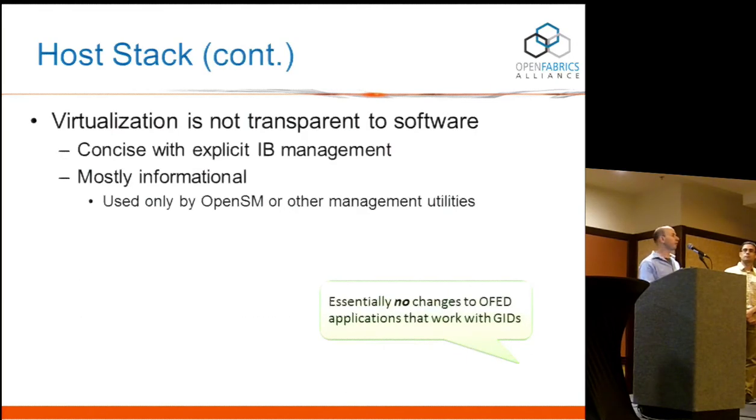We don't think that we need to make this transparent to the host stack, because InfiniBand management is very explicit. And I think it's a good thing. We should probably maintain it that way. So, for example, whether you're running over a virtual port or in the virtual HCA, you might not do anything interesting about it, and most applications probably won't care. If you want to know, you'll know. The ones that will want to know are probably the OpenSM and management utilities. But just applications, they don't know and don't care.